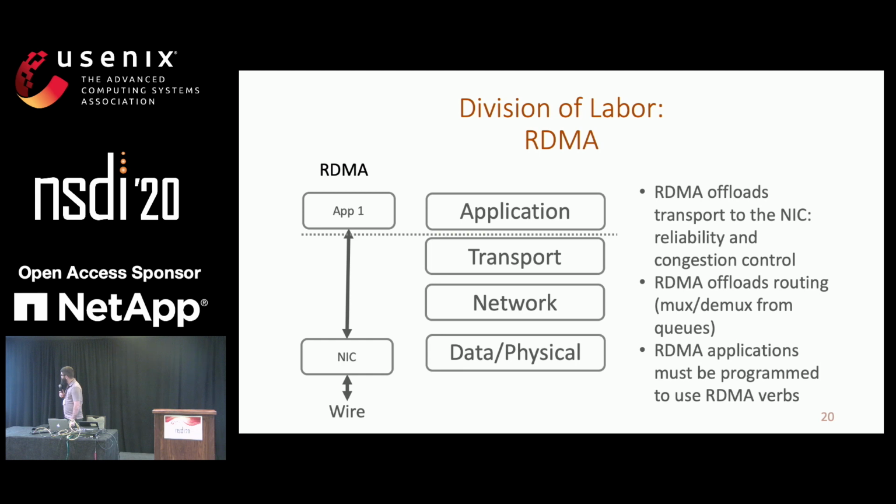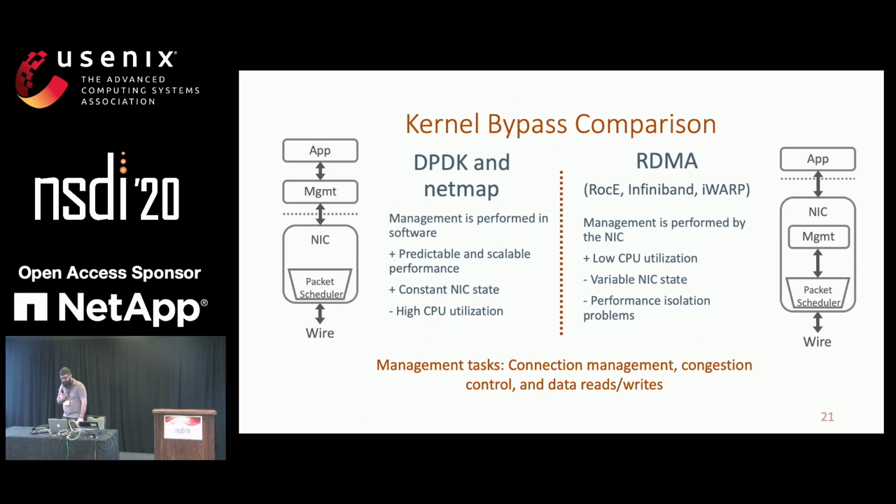With RDMA, which we're going to talk about in a very brief flash fashion, we do the opposite. We offload the 3 layers that we see into the NIC, and we take the application, we have to modify it so that it's able to use these new hardware offload resources.